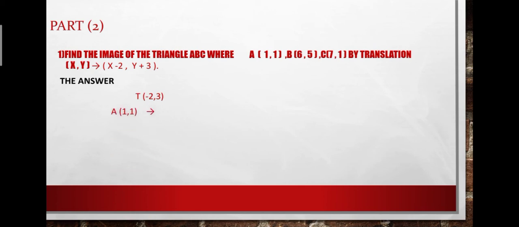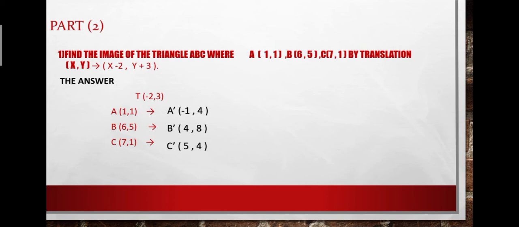The point A by translation (negative 2, 3): 1 plus negative 2, it will be negative 1, and 1 plus 3, it will be 4, and this point we call A dash. The image of point B by the same translation: 6 minus 2, or 6 plus negative 2, it will be 4, 5 plus 3, it will be 8, and we call it B dash. C, which is (7, 1): 7 minus 2, it will be 5, 1 plus 3, it will be 4, and this point we call C dash.